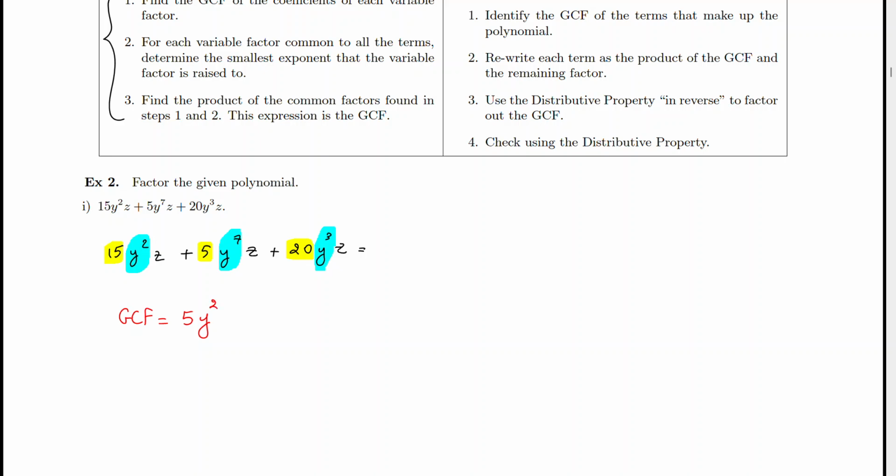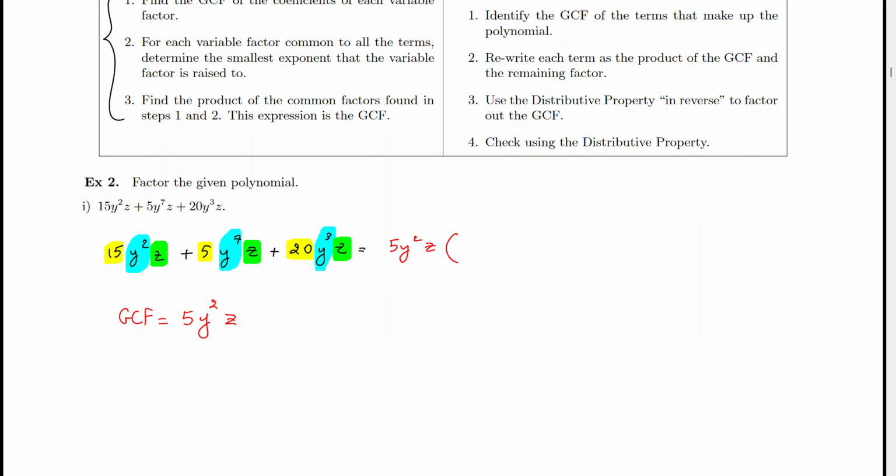And finally, I'm going to look at the other variables. There is a z that we can find in all of these terms. So my GCF will contain the variable z. And since all of them have power 1, that means the z that I'm going to factor out is also z to the power of 1. Okay, so once we find the GCF, we go ahead and write it first.